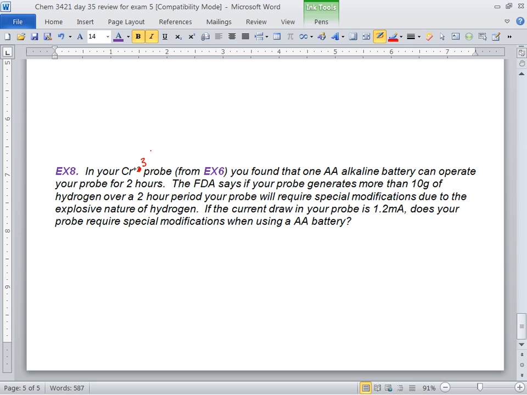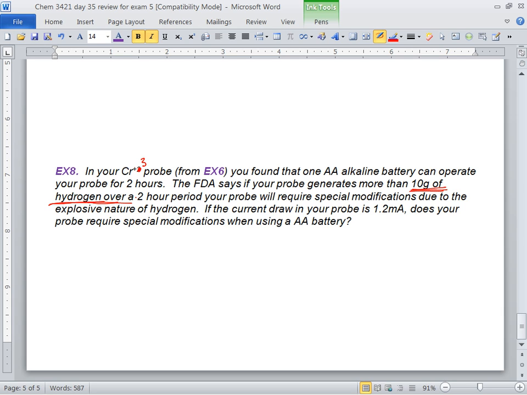Now, don't start with this. That's what you're supposed to compare to, because it says, does your probe require special modifications? So you have to calculate something and compare it to that. So that's not the starting point.